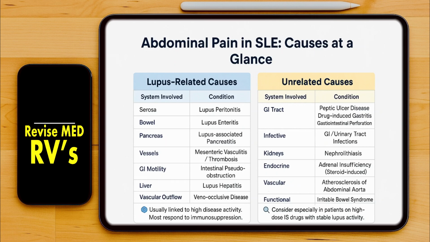And lupus unrelated causes will usually be seen in patients who are taking high dose immunosuppressives, who are compliant to the drug, and usually will have a stable lupus activity. That can be due to peptic ulcer disease, drug-induced gastritis, GI infections or urinary tract infections, nephrolithiasis, adrenal insufficiency, especially in patients who are already on steroids and have stopped, as sudden withdrawal of steroid can cause adrenal insufficiency, and atherosclerosis of the abdominal aorta, and can be associated with functional diseases such as irritable bowel syndrome. So these are the causes of abdominal pain in SLE.